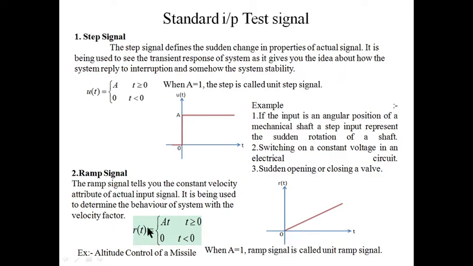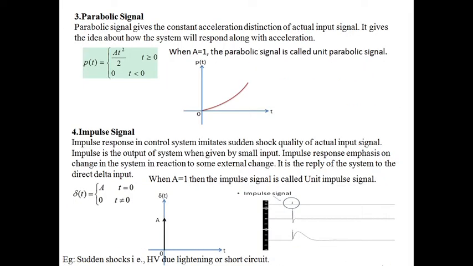So here r of t is equal to 0 when time is less than 0, and the response is a times t when time is more than 0. When a is equal to 1, the ramp signal is called a unit ramp signal.